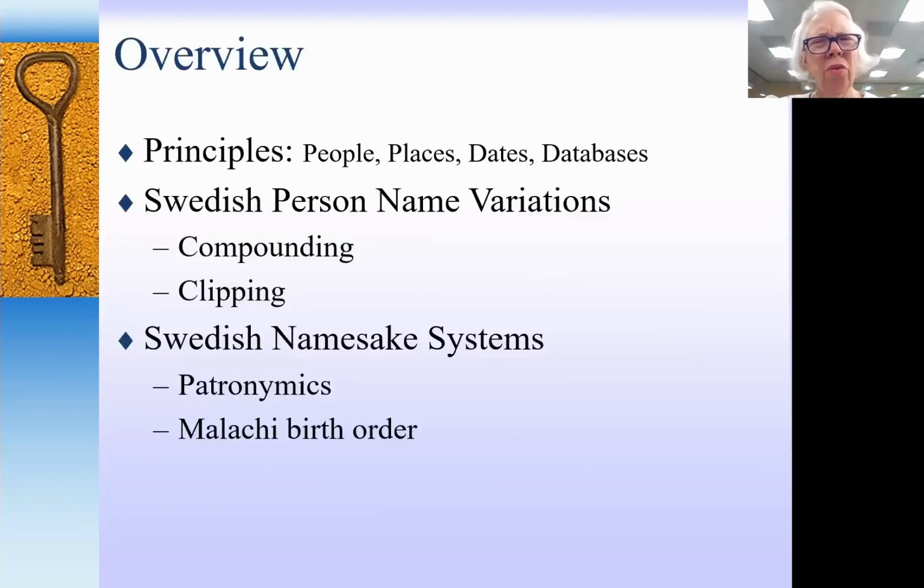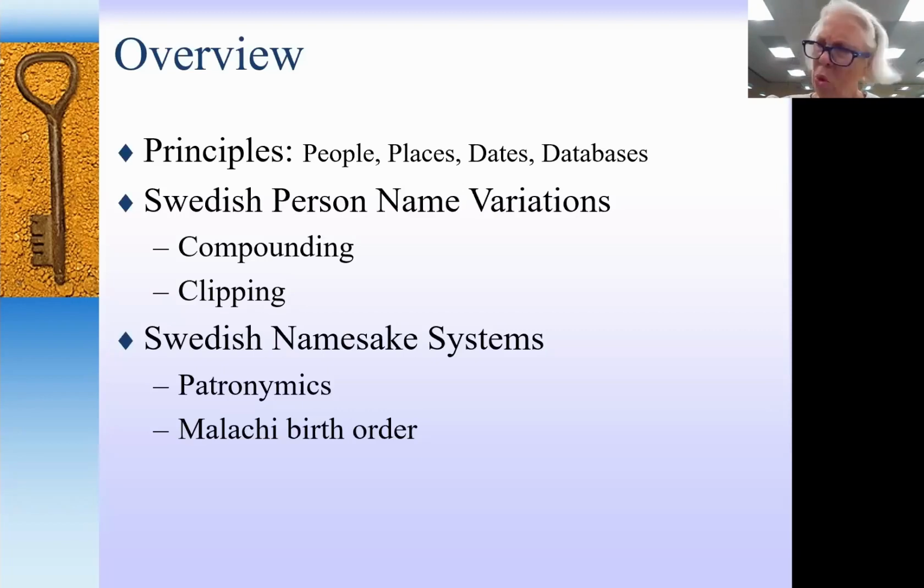I want to start with an overview so you'll know where we're going. I'm going to talk about some principles of people, places, dates, and databases. And then I'm going to talk about the Swedish namesake systems. So I'm kind of skipping the order here. I'm going to talk briefly about patronymics, and then about that Malachi birth order that we just looked at. And this will tie into the second part in the middle, Swedish person name variations, which includes compounding and clipping, linguistic terms for things that can happen to words.